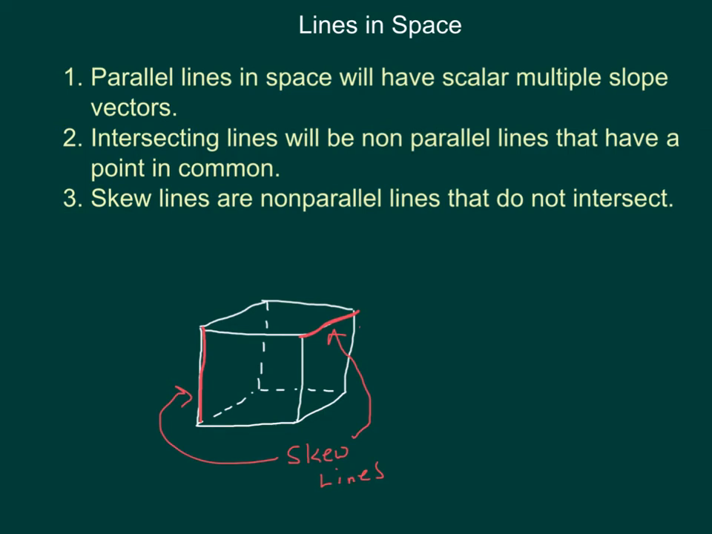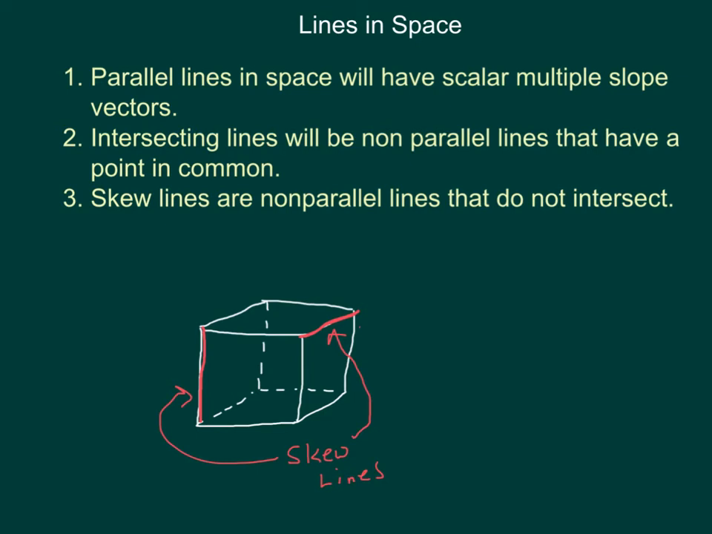And you can take 2 pencils. Take one pencil in your left hand right now, one pencil in your right hand right now, and put them so that they're touching. And you will have 2 lines that intersect in space. The third one is skew lines.